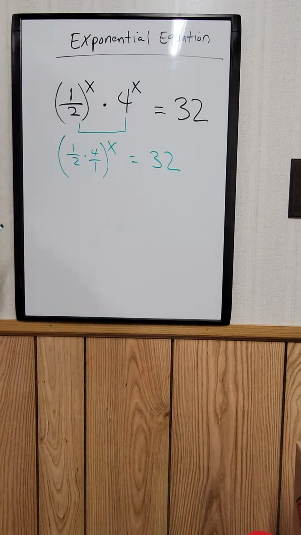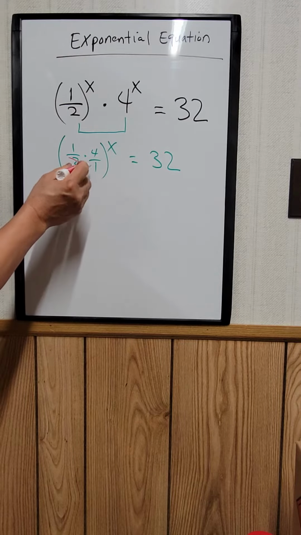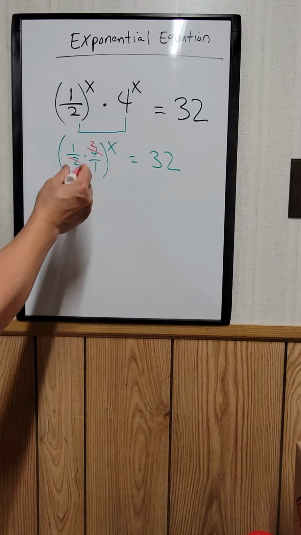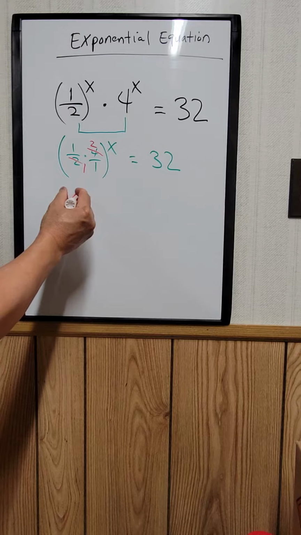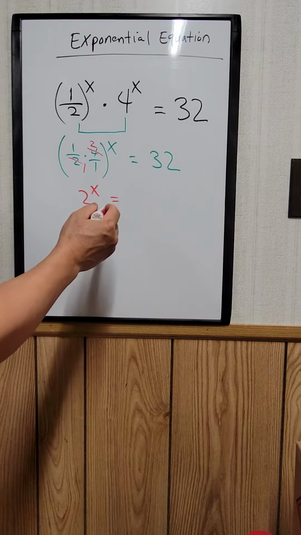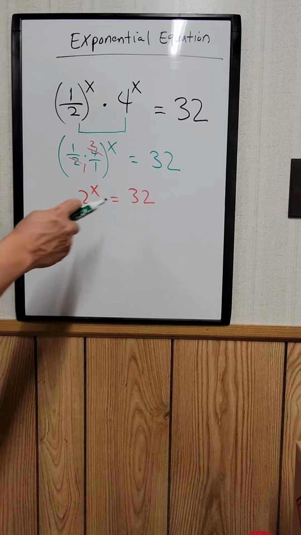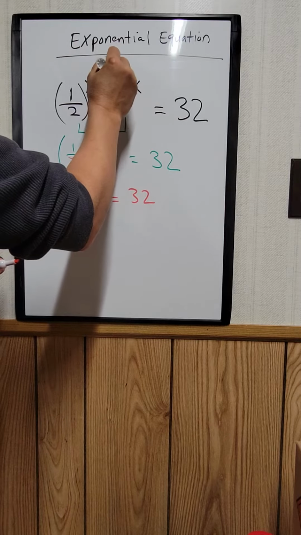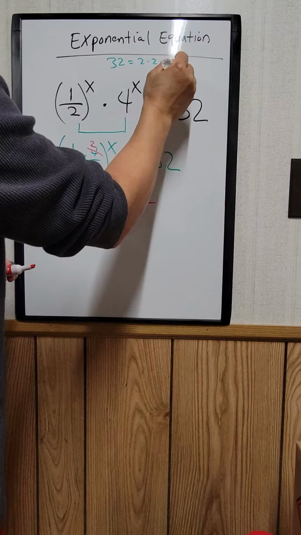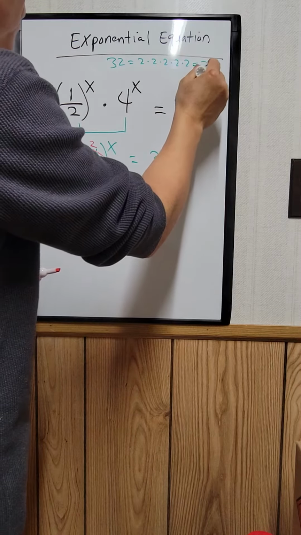All right. Then multiply this out. 1/2 times 4 is equal to 2. And then that's just equal to 2 to the x power, equal to 32. Okay. Now 32 can be written as 2 times 2 times 2 times 2 times 2. So 32 is just equal to 2 to the 5th power.